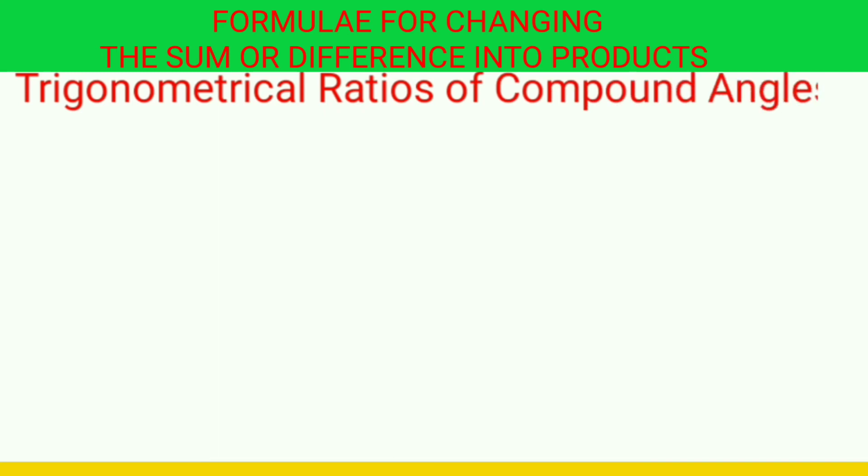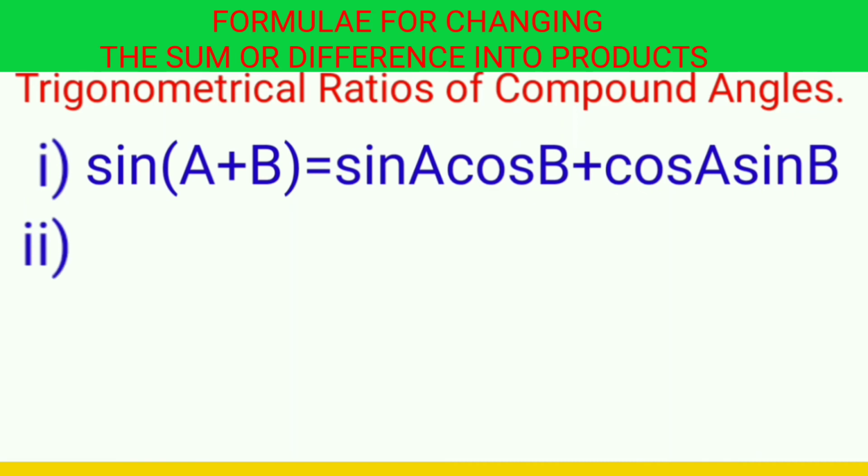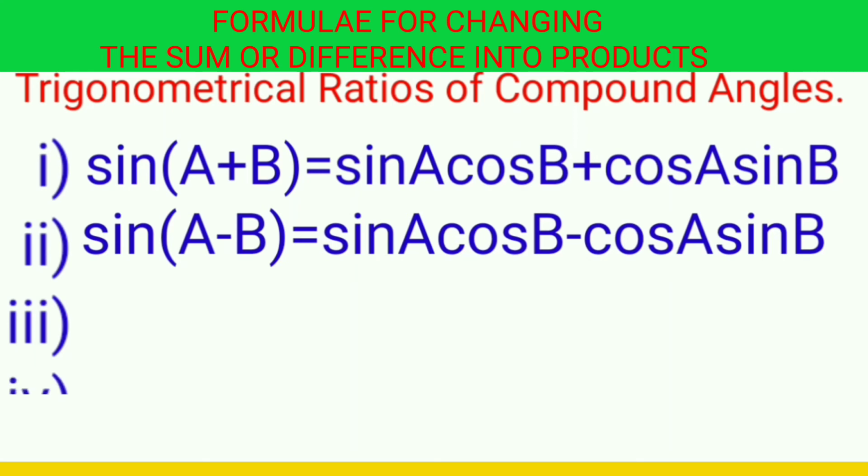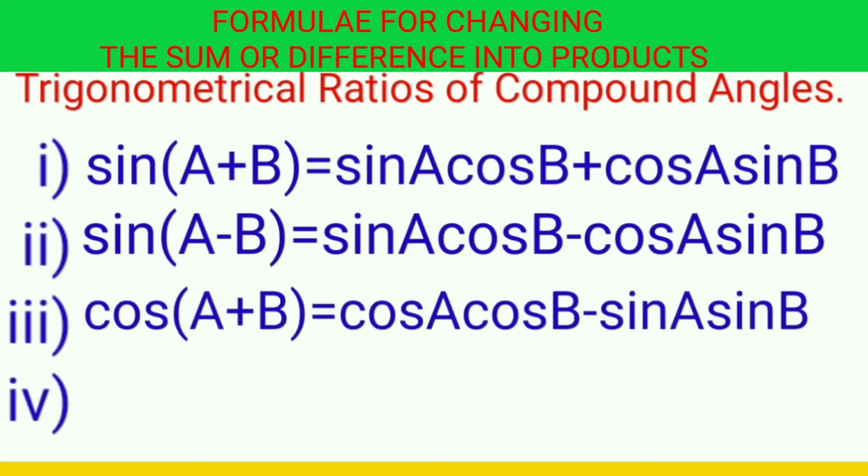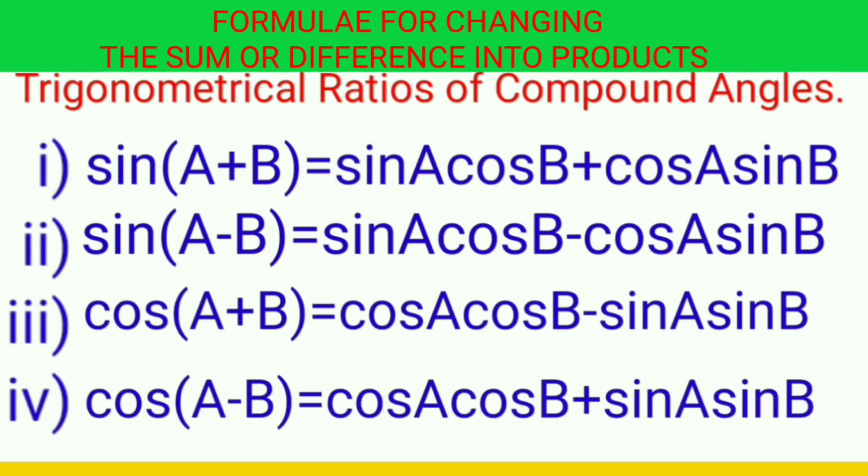Trigonometrical ratios of compound angles. Sin A plus B is equal to sin A cos B plus cos A sin B. Sin A minus B is equal to sin A cos B minus cos A sin B. Cos A plus B is equal to cos A cos B minus sin A sin B. Cos A minus B is equal to cos A cos B plus sin A sin B. Substituting A plus B is equal to C, A minus B is equal to D, and hence A is equal to C plus D upon 2, B is equal to C minus D upon 2.